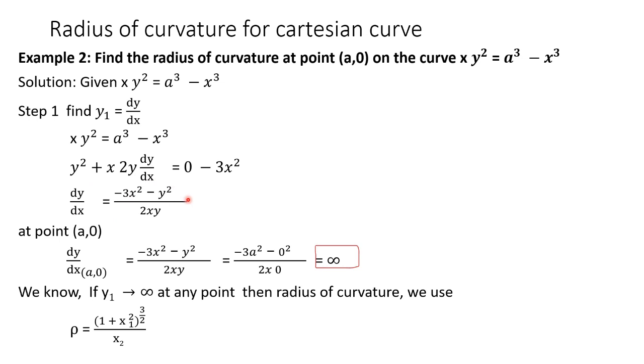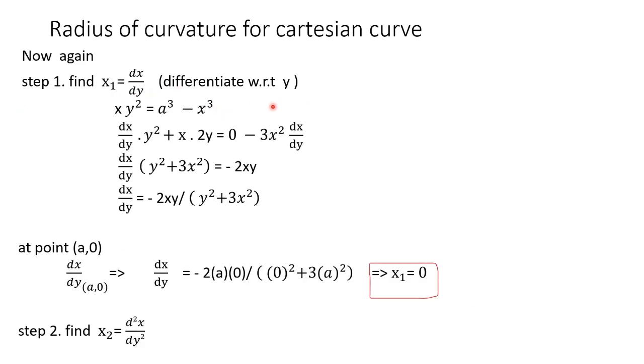At the point a, 0, is given, put x is equal to a and y is equal to 0, and simplify, we get infinity. We know, if y1 is infinity at any point, then radius of curvature is obtained using this formula. Now again, step 1, find x1 is equal to dx by dy, that is now we shall differentiate with respect to y. Differentiating this, xy square, product rule, first keep y as constant and differentiating x is dx by dy, then keep x as constant, differentiating y square is 2y.